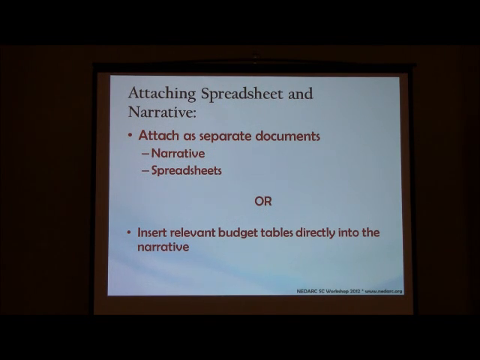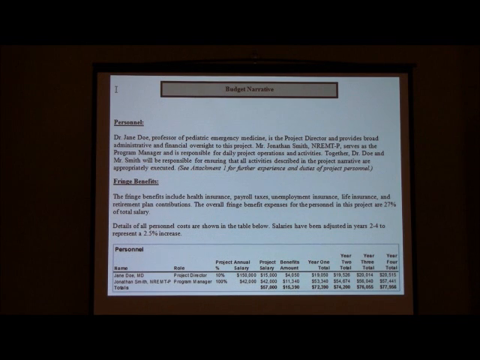That way it's actually probably a little bit more seamless for the reviewer to read about the personnel costs and who's on the project, and then to see a little table of those costs right in the same document. So a couple of different ways you can think about it. And here's just a screenshot of an example.